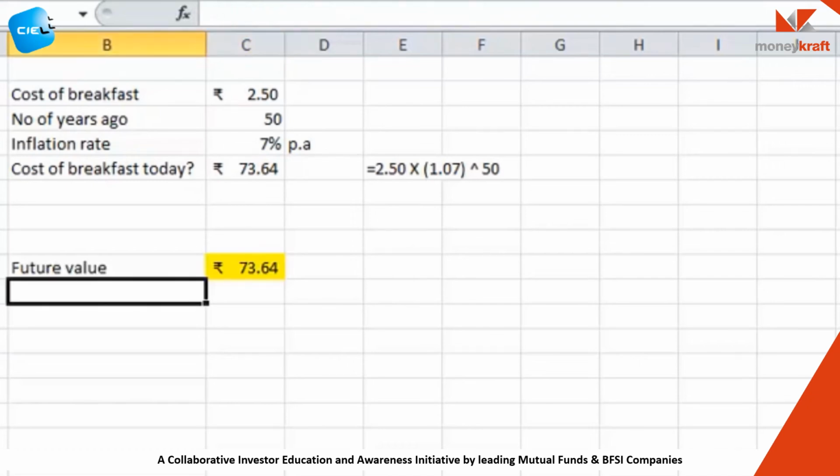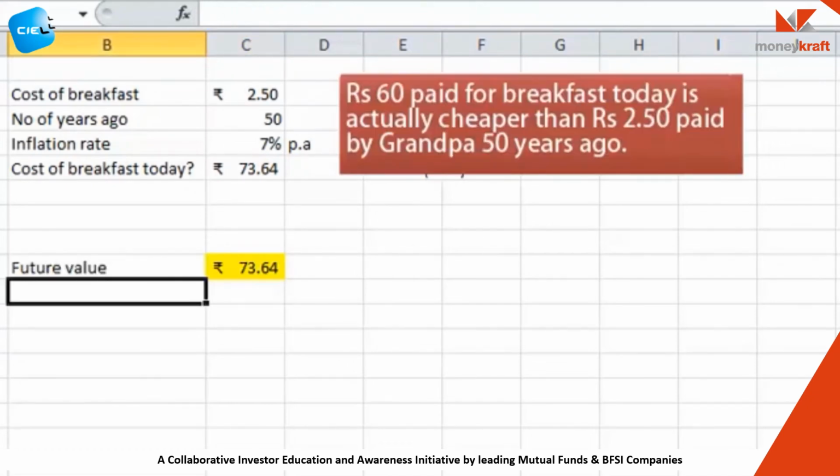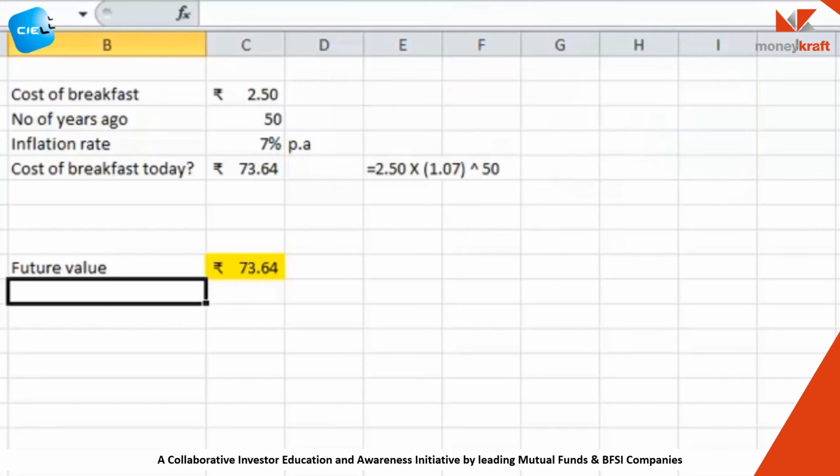If you paid 60 rupees for your breakfast today, you are actually better off than Grandpa's 2 rupees 50 paise breakfast 50 years ago, as it is 73 rupees in today's terms. Before being taken in by plain numbers that are simply not comparable, do some financial math.